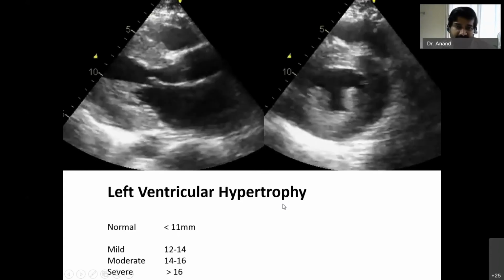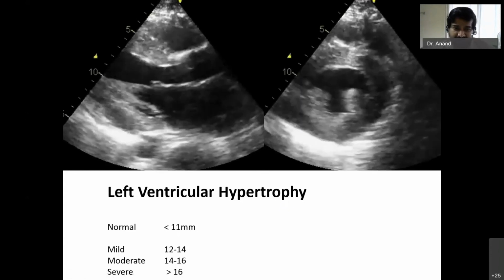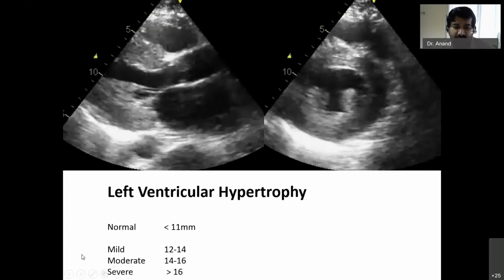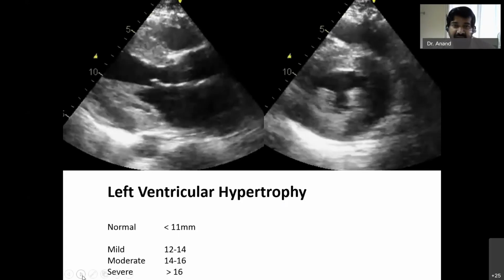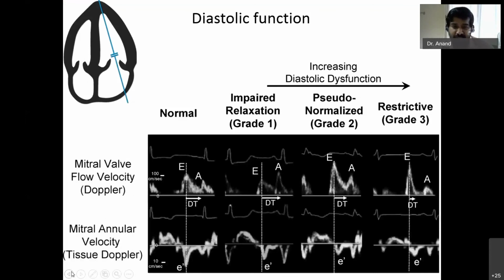Why is it important? The thicker the heart gets, the stiffer it becomes, and that is what leads to heart failure with preserved ejection fraction, or HFpEF, which is an increasingly understood entity. Particularly in patients with diabetic cardiomyopathy, we are also seeing heart failure with preserved ejection fraction. A lot of data has come out with the SGLT2 drugs. Most of these patients actually have diastolic heart failure.